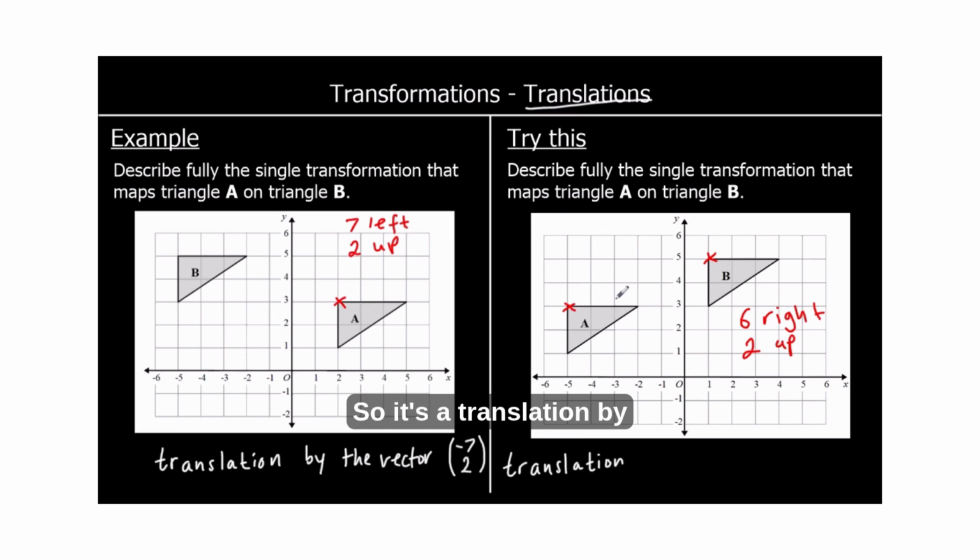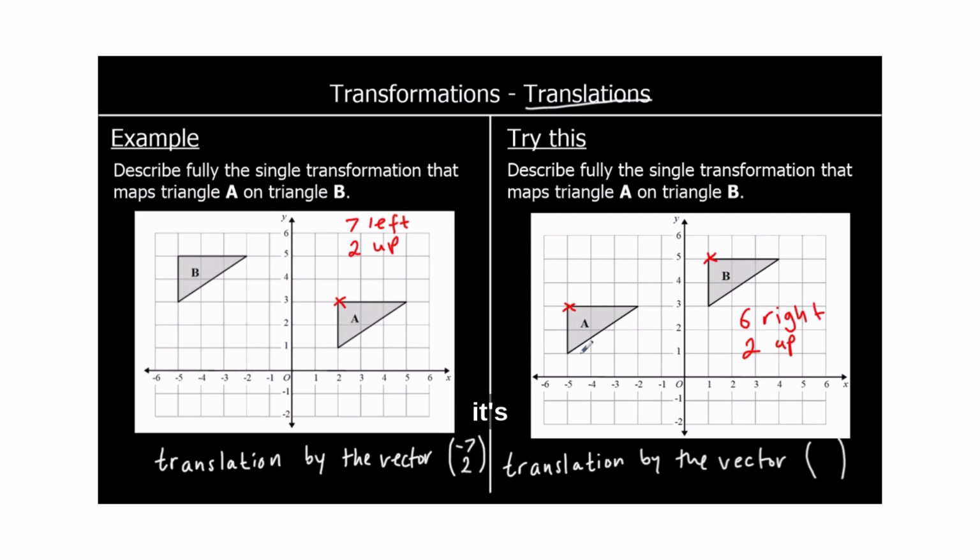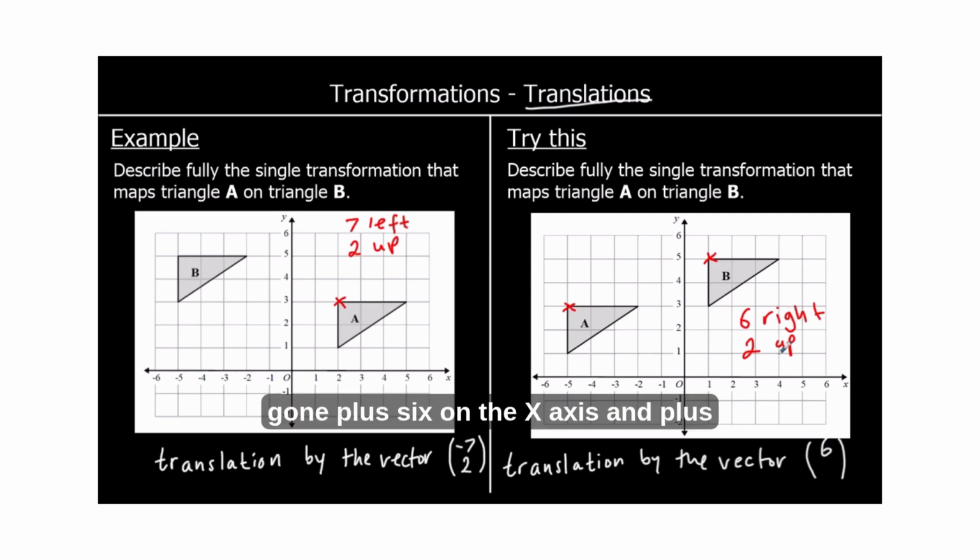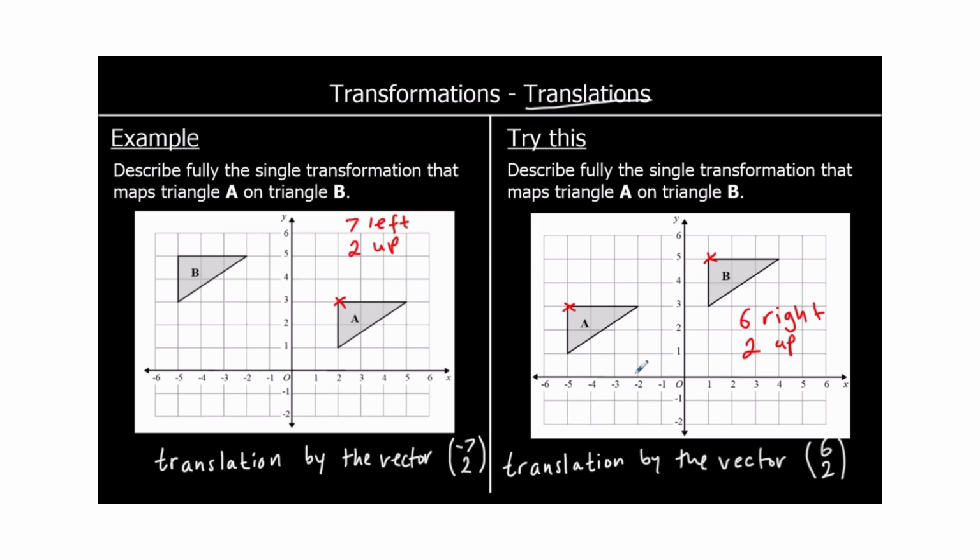So it's a translation by the vector. So the change in the x is plus 6. It's gone plus 6 on the x-axis and plus 2 for the y's. So it's a translation by the vector 6, 2.